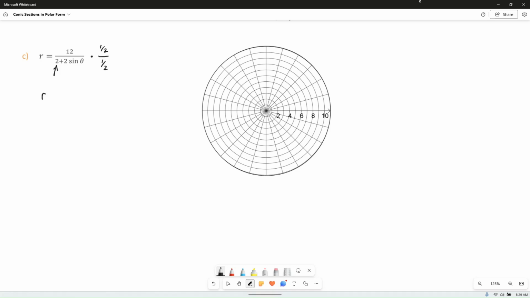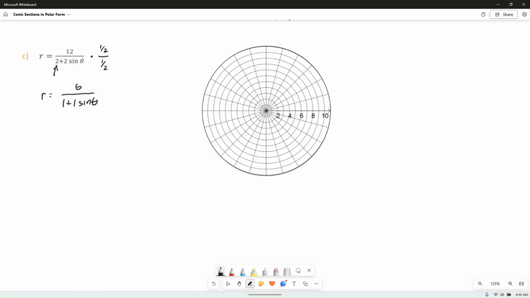So if I take everything and multiply it by a half, the 12 in the numerator is going to become a 6. And then the 2's in the denominator, 2 times a half is just a 1. So they're just going to become 1s. So I'm going to have r equals 6 divided by 1 plus 1 sine of theta. Now, you don't even need the 1 in front of the sine, technically, but I'll leave it there. So now that we have this equation written, and the leading term in the denominator is a 1, I can go ahead and go through our process. I can figure out the eccentricity, what type of conic it is, and so forth.